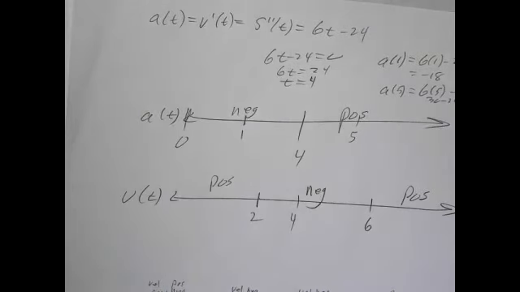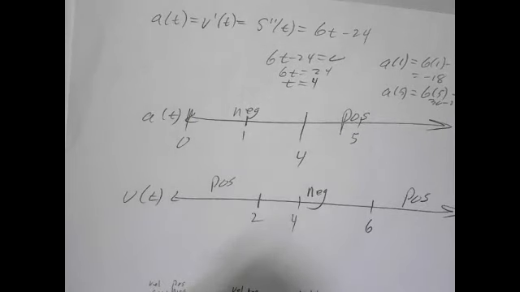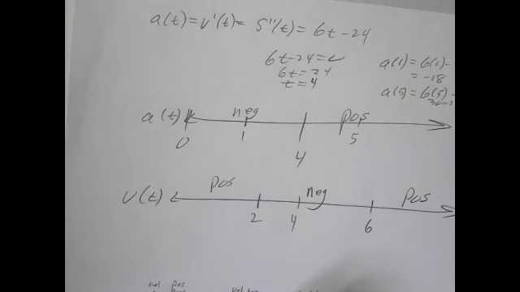Velocity and acceleration opposite of each other right here. This is a slowdown. Velocity and acceleration opposite of each other. Slow down. Velocity and acceleration the same. Speed up. And velocity and acceleration the same. Speed up.